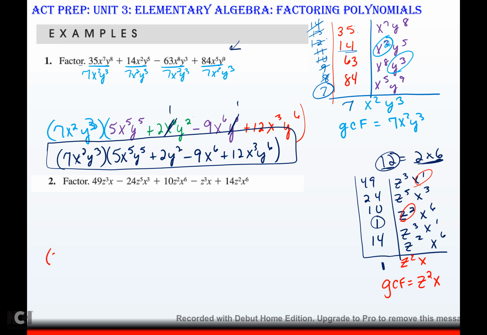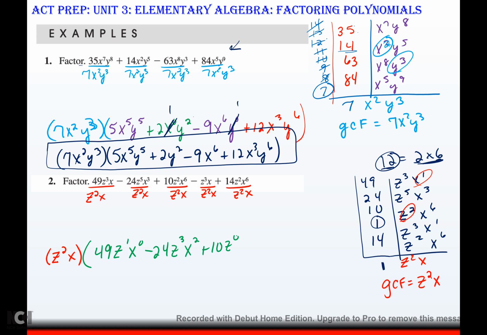So my GCF is z squared x, and to get what's left, I divide every term by z squared x. Now, 49 divided by 1 is 49. z to the 3 minus 2 is z to the 1st. x to the 1 minus 1 is x to the 0. Negative 24, z to the 5 minus 2 is z cubed. x to the 3 minus 1 is x squared. Positive 10, z to the 0, x to the 6 minus 1 is 5.